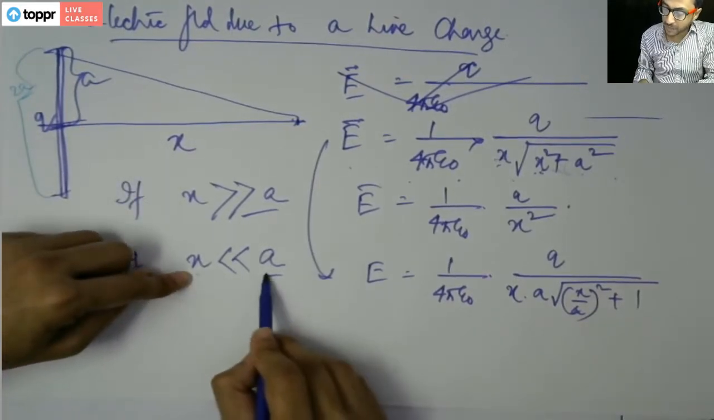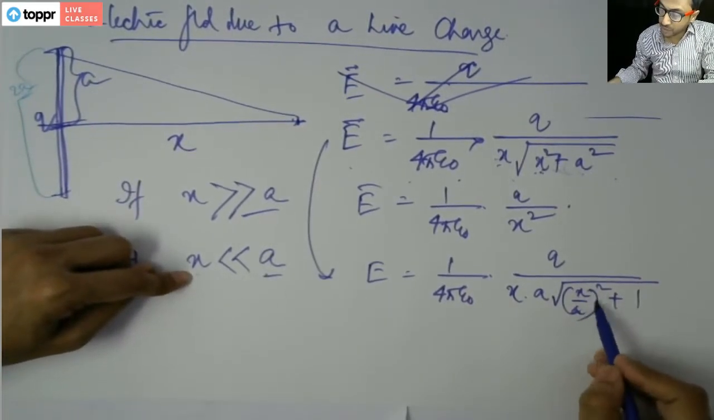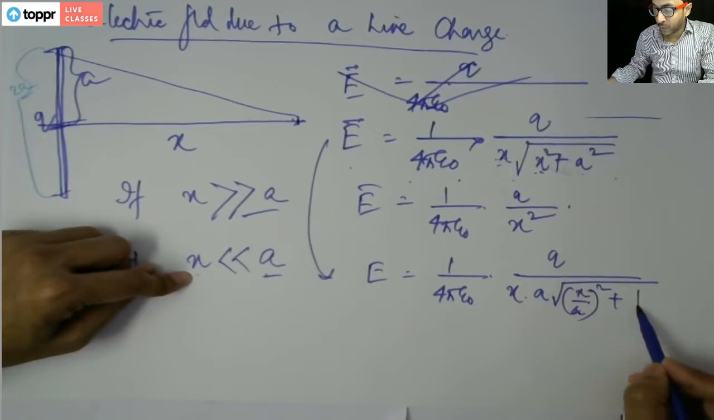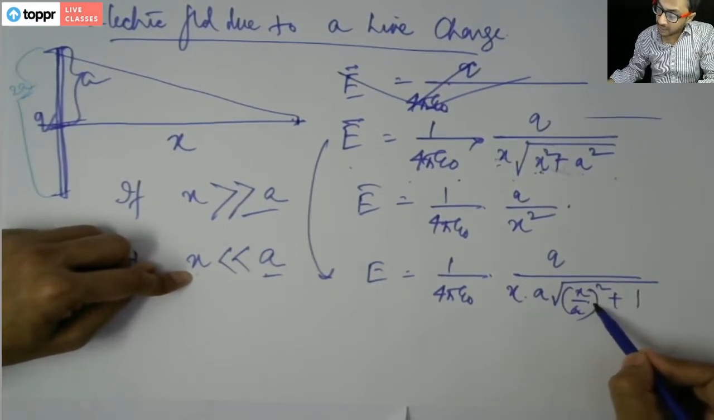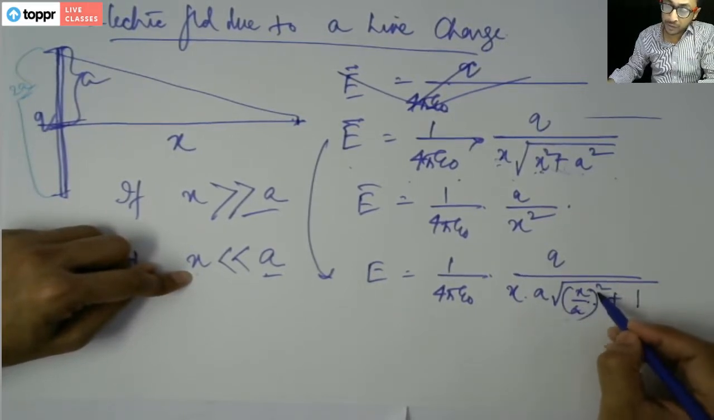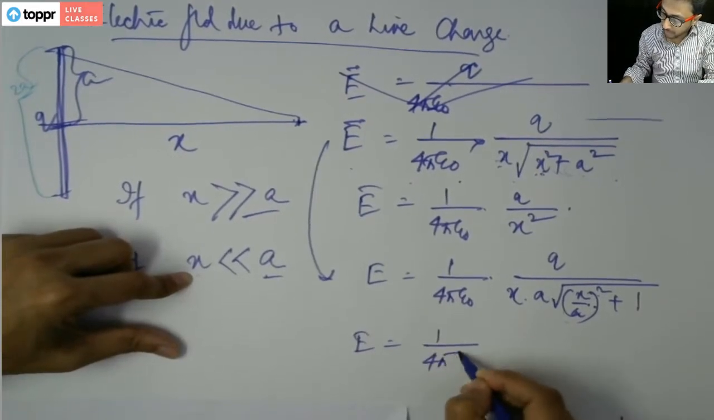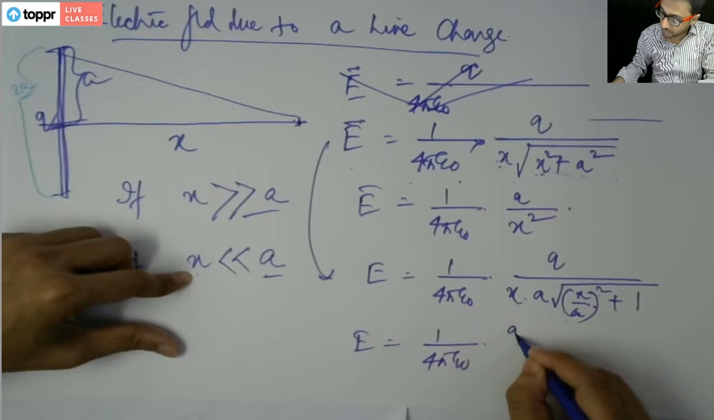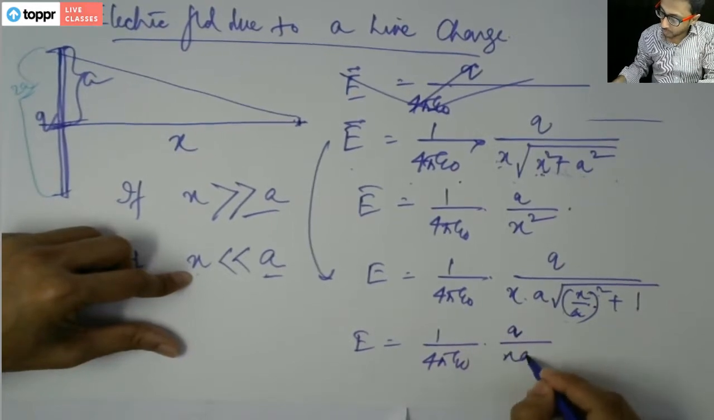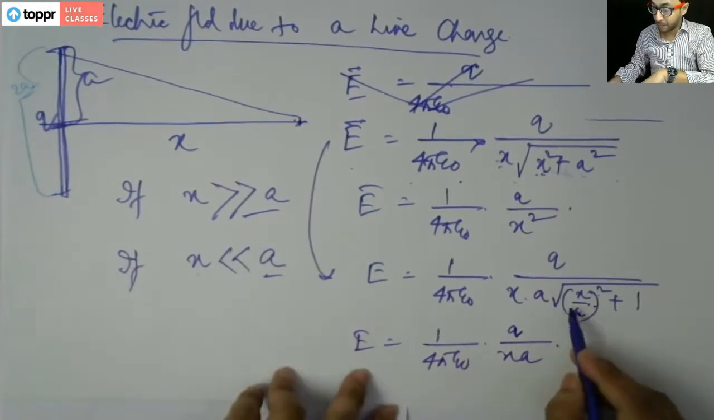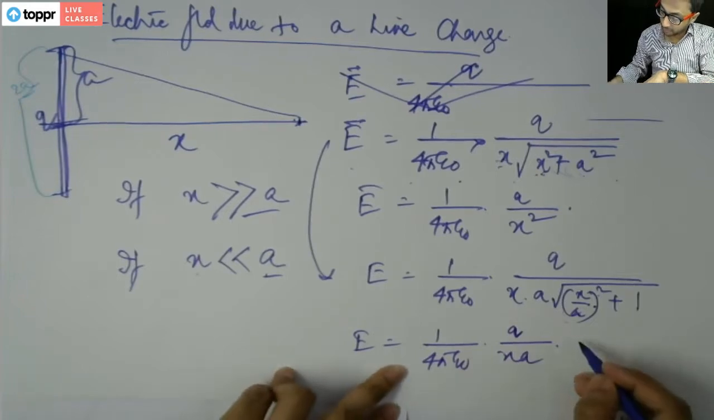When x is much less than a, x by a is very small, so its square will be even smaller, so this can be ignored compared with 1. We can just ignore this term, so E will be 1 by 4 pi epsilon 0 q by xa, because we have ignored this.